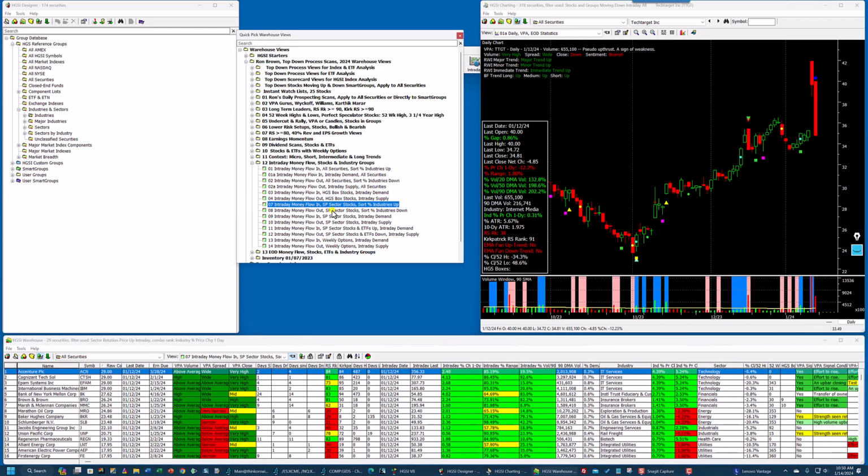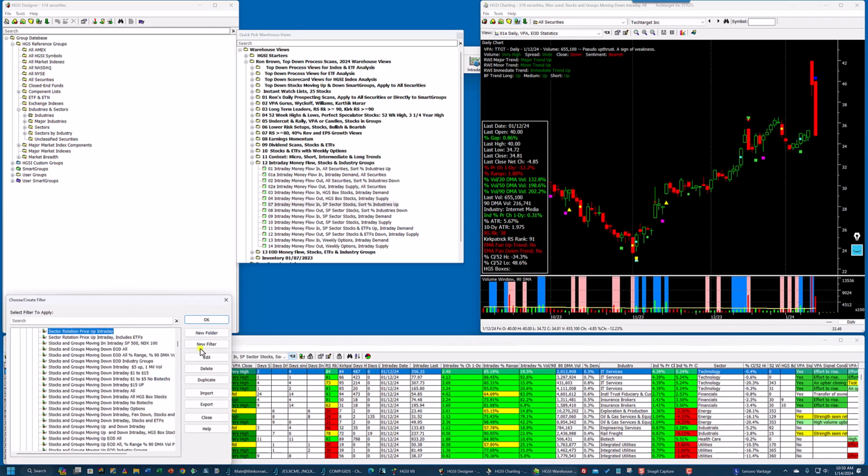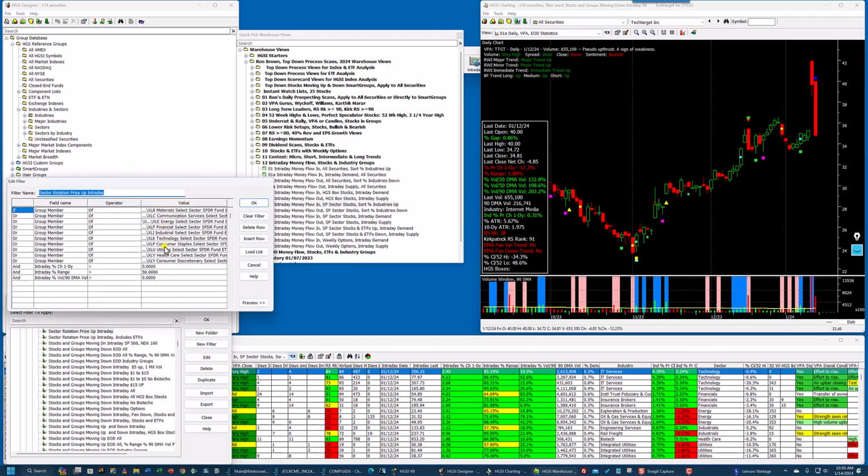Now, the S&P sector stocks, the reason I put these in here is because this is where the action is with the institutions, the banks, and so on. These are the sector stocks that reside in the S&P 500 sectors. And if I bring up this filter, you can see they have to be a group member of these sectors is what I'm trying to say. And then they have to have a positive daily intraday range. The range has to be greater than 50, and the volume has to be greater than the 90-day.